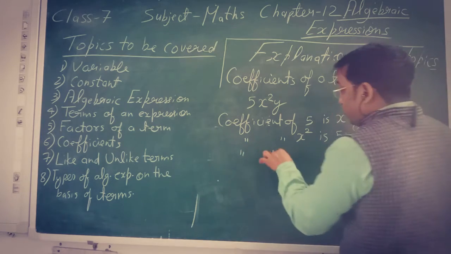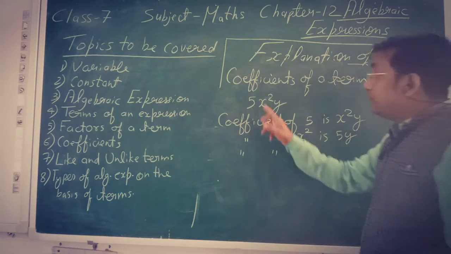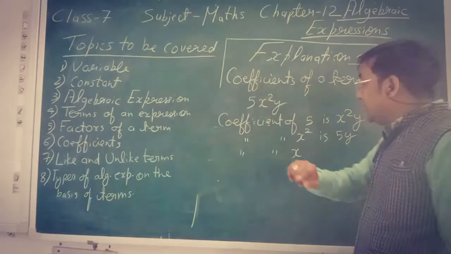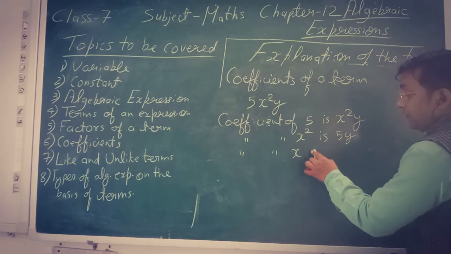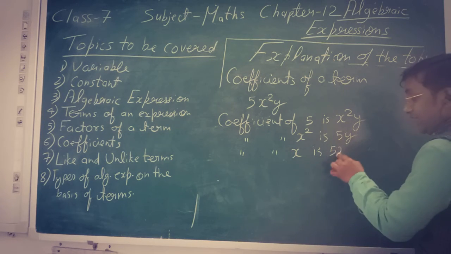If you have to find out the coefficient of x, not x to the power 2, then what will be left? You will be left with 5, 1x and 1.